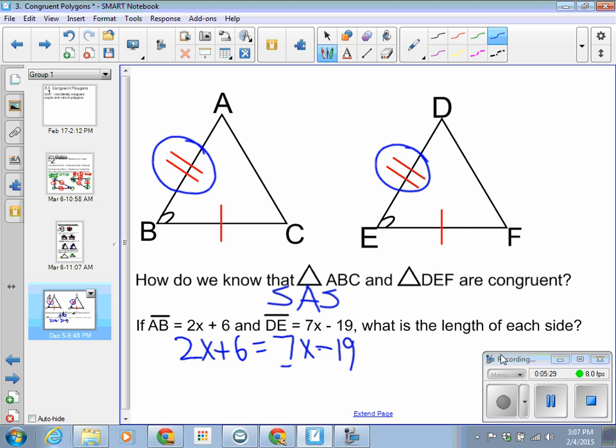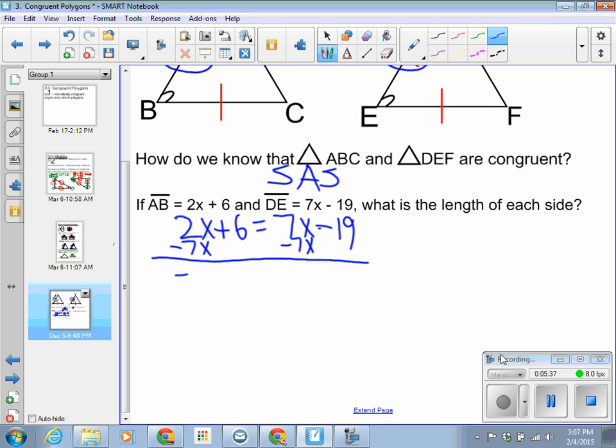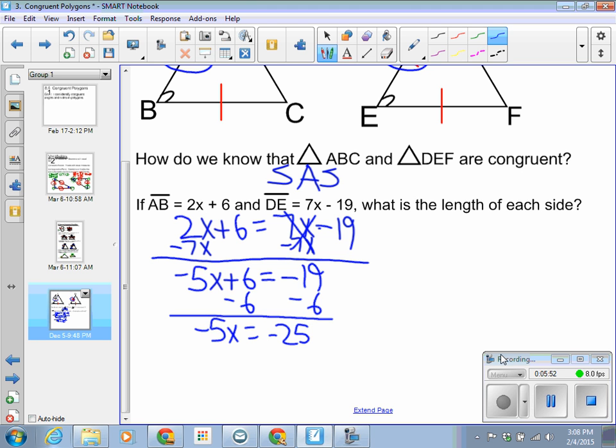So, subtract 7x from both sides. No matter which order you go, remember. Negative 5x plus 6 equals negative 19. Subtract 6 from both sides. Negative 5x equals negative 25. We end up with x equals 5.